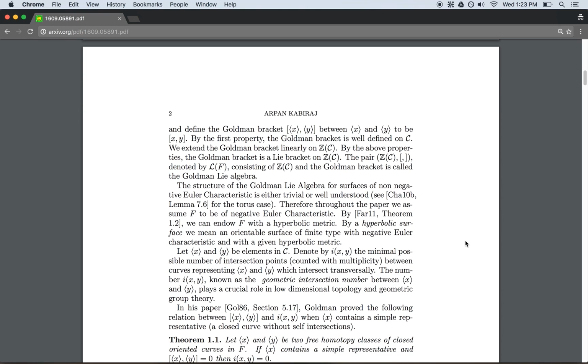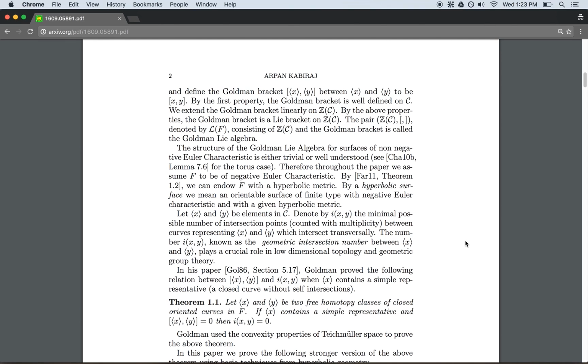The structure of the Goldman-Lie algebra for surfaces of non-negative Euler characteristic is either trivial or well understood. See Cha 2010b, lemma 7.6 for the torus case. Therefore, throughout the paper, we assume F to be of negative Euler characteristic. By a paper published in 2011, Theorem 1.2, we can endow F with a hyperbolic metric. By a hyperbolic surface, we mean an orientable surface of finite type with negative Euler characteristic and with a given hyperbolic metric.